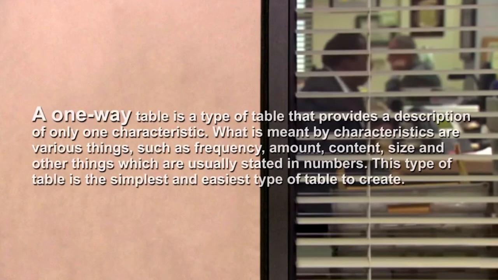A one-way table is a type of table that provides a description of only one characteristic. What is meant by characteristics are various things such as frequency, amount, content, size, and other things which are usually stated in numbers. This type of table is the simplest and easiest type of table to create.